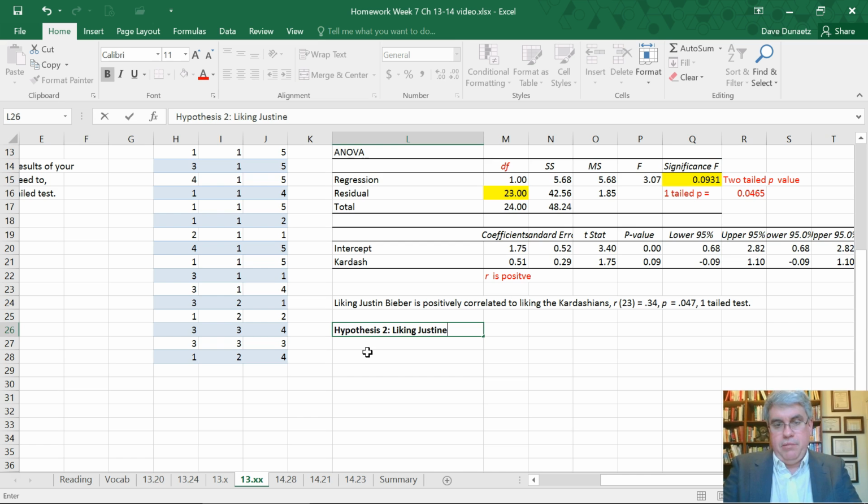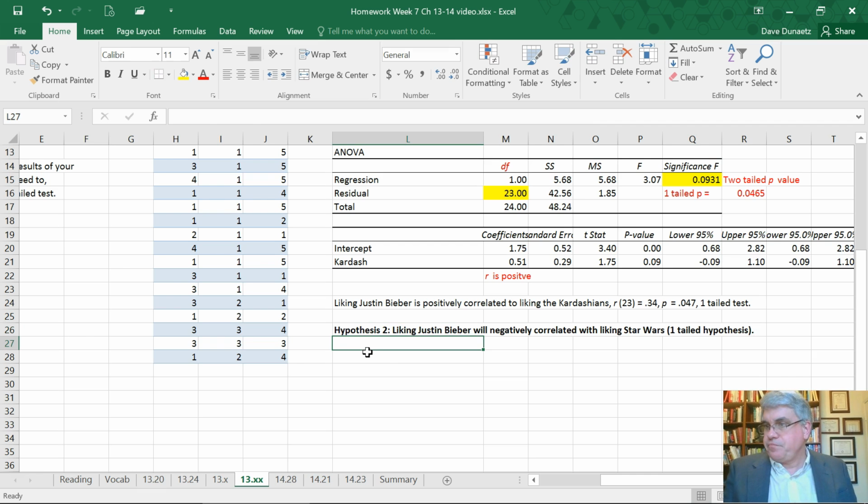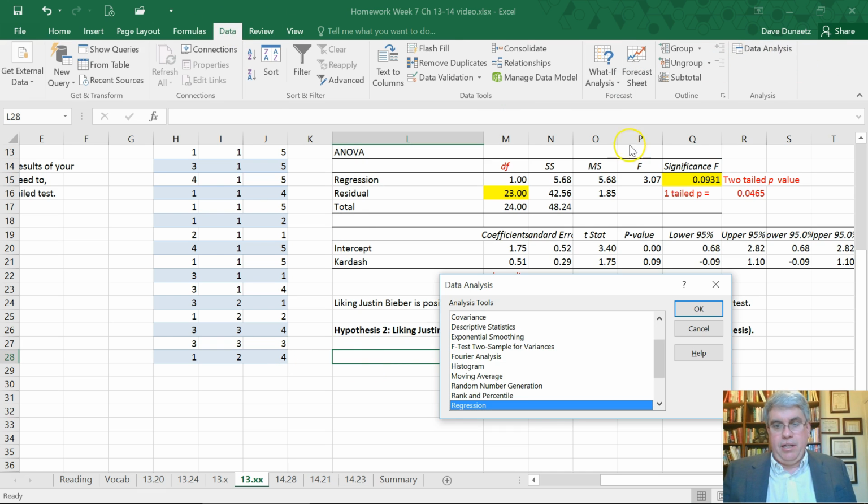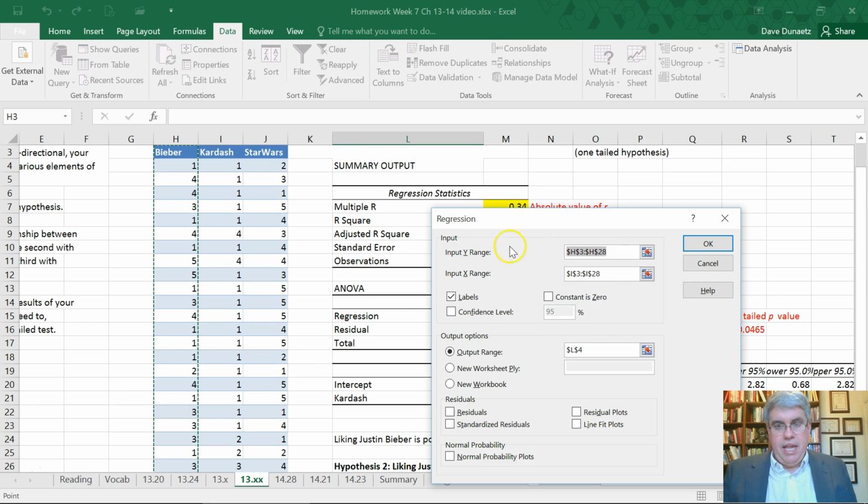Liking Justin Bieber will be negatively correlated with liking Star Wars. I think the more people like Justin Bieber, the less they'll like Star Wars, and vice versa. So this is a one-tailed test again, a one-tailed hypothesis. We'll do a one-tailed test on it. So once again, we go to our data analysis, regression. And this time we're going to choose Bieber and Star Wars.